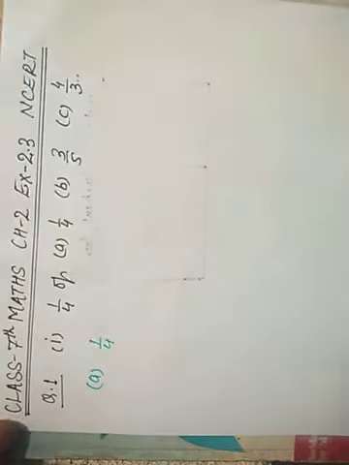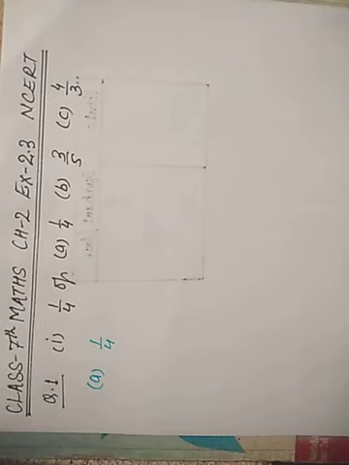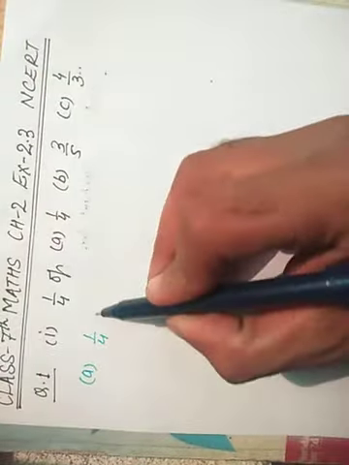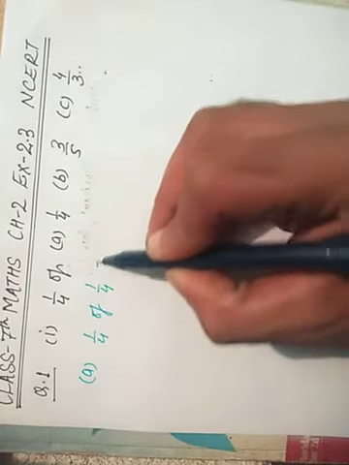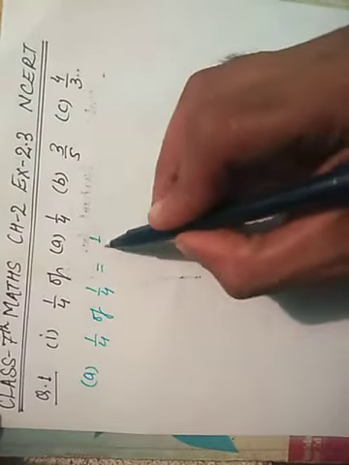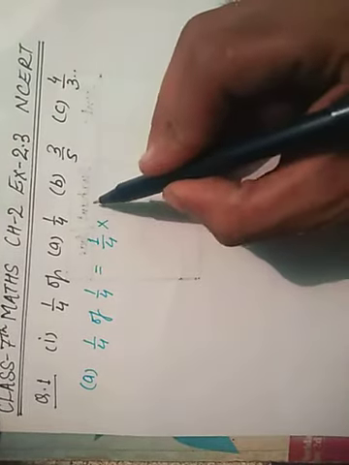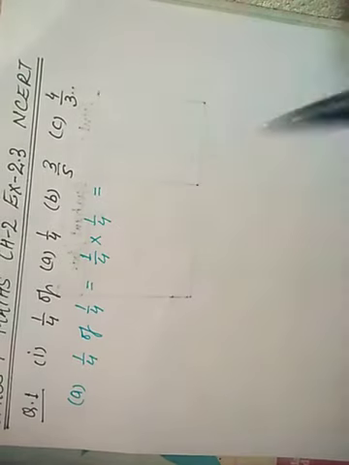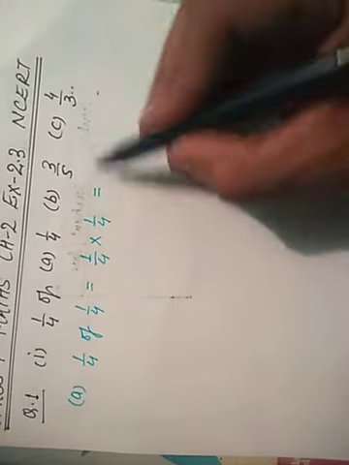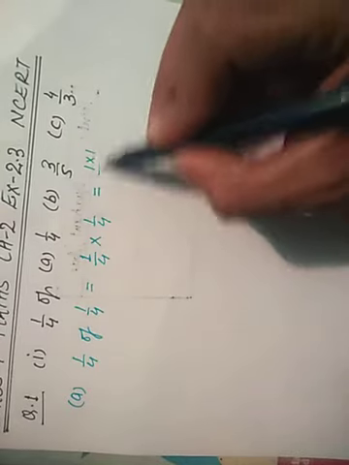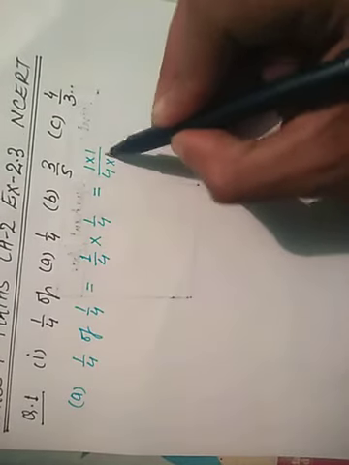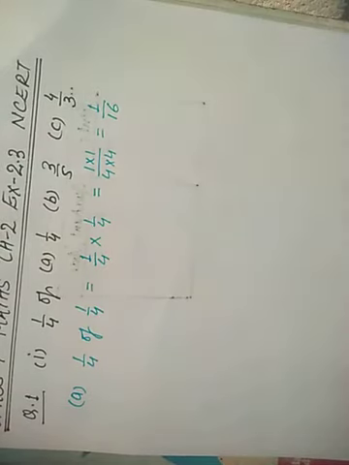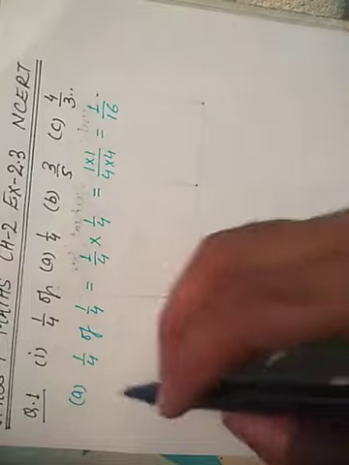1/4. Dear students, this exercise is about the multiplication of a fraction by a fraction. So dear students, 1/4 of 1/4 means 1/4 multiply 1/4, right? And we will simply multiply numerator with numerator, 1 into 1, and here 4 into 4, and we will get 1 1 ja 1, 4 4 ja 16. So 1/16 is the answer of A part.